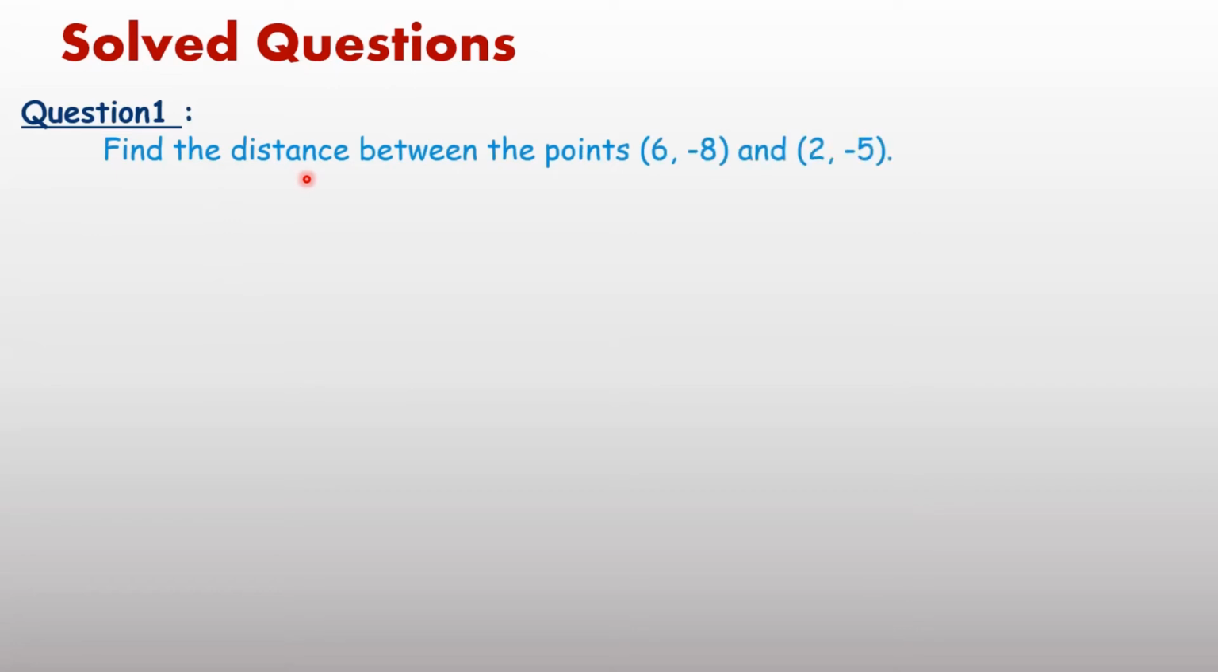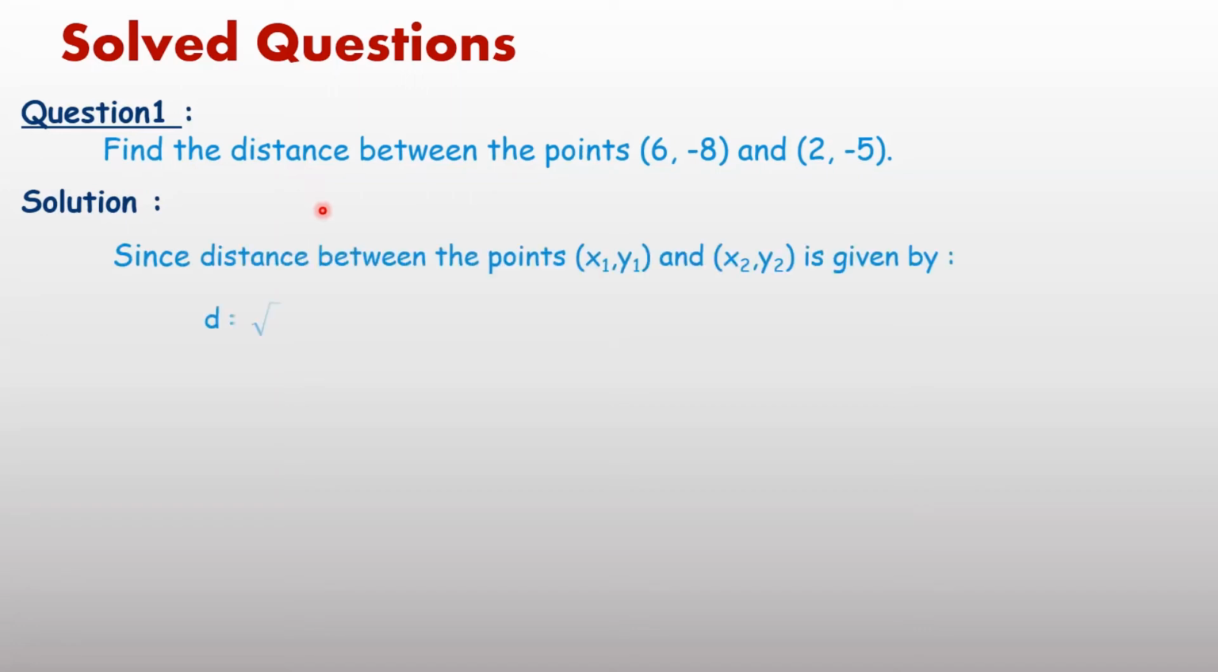Now some questions. Coordinates of 2 points given. You have to find distance between these 2 points. First, you should know the distance formula. If coordinates of 2 points given as x1, y1, x2, y2, then distance formula is under root x2 minus x1 whole square plus y2 minus y1 whole square. Here in the question, x1 is 6, y1 is minus 8, x2 is 2 and y2 is minus 5. Just apply here.